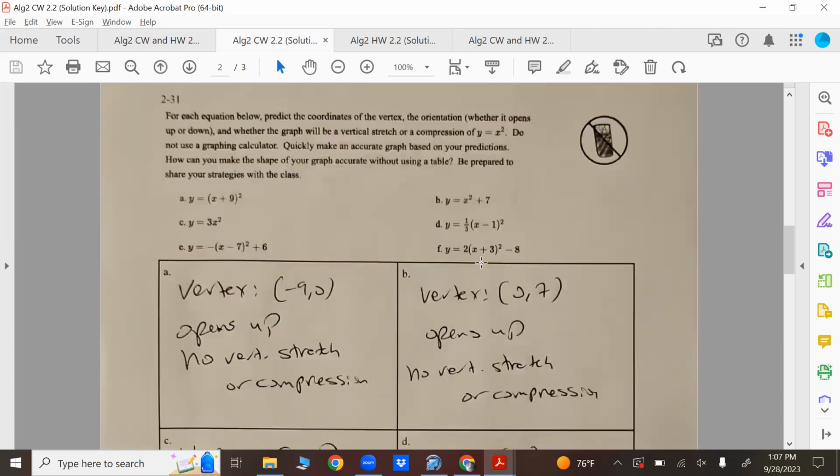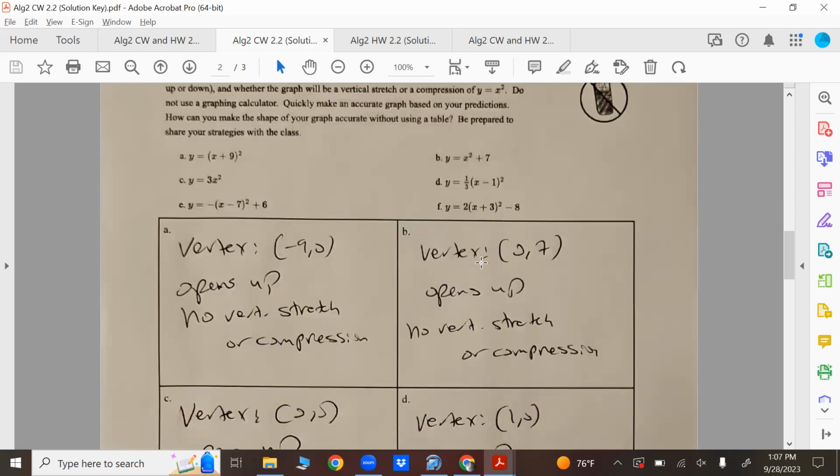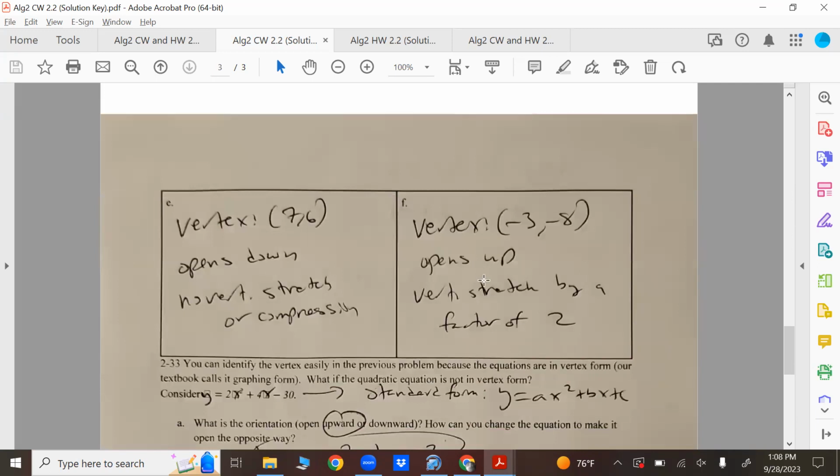So once you have an equation, like in the case of, say, F, right? You have X plus 3, so H is -3. That's the X coordinate of the vertex. K is -8. That's the Y coordinate of the vertex. So if you were to plot F, your vertex is -3, -8.